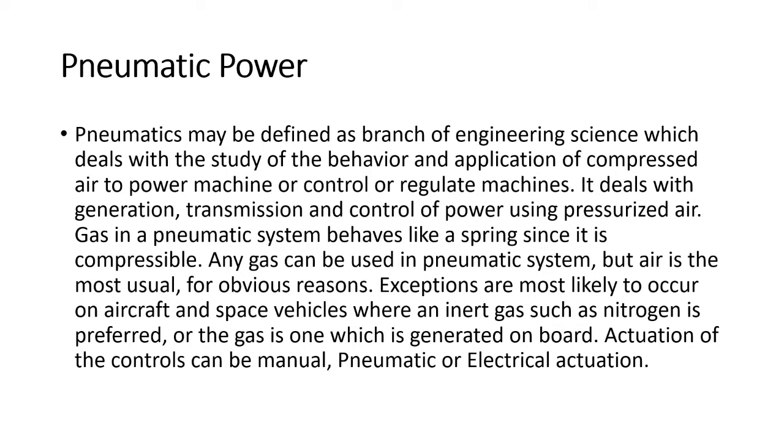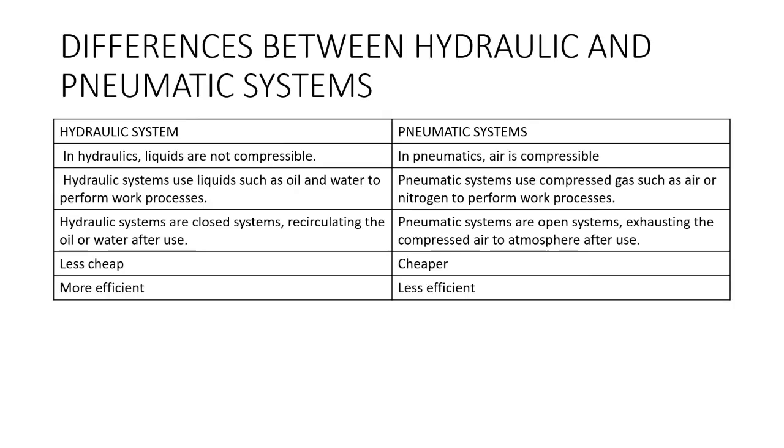Gas in a pneumatic system behaves like a spring. It is compressible. Any gas can be used in pneumatic systems, but air is the most usual for obvious reasons. Sometimes it may be nitrogen because it's safe. Exceptions are most likely to occur on aircraft and space vehicles, where inert gases such as nitrogen are preferred, or the gas is one which is generated on board. Actuation of the controls can be manual, pneumatic, or electro actuations.